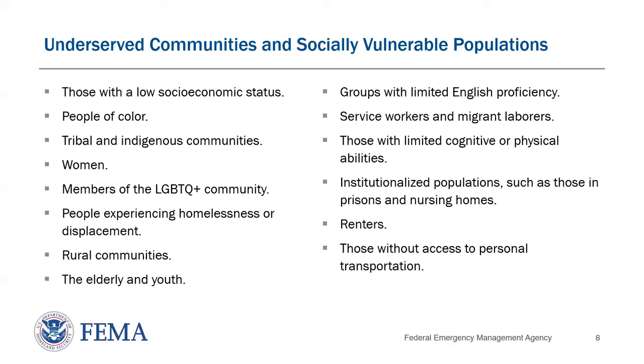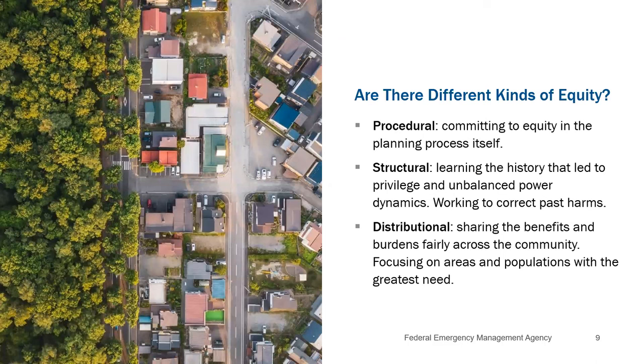There are different kinds of equity that can relate to your mitigation plan and planning processes. For our webinar today, we'll focus mostly on procedural and distributional equity. Procedural equity is committing to equity in the planning process itself. So it means making clear, fair, and inclusive processes, working with partners who represent underserved groups and socially vulnerable populations to design and implement outreach and engagement methods that will reach the most vulnerable members of the community.